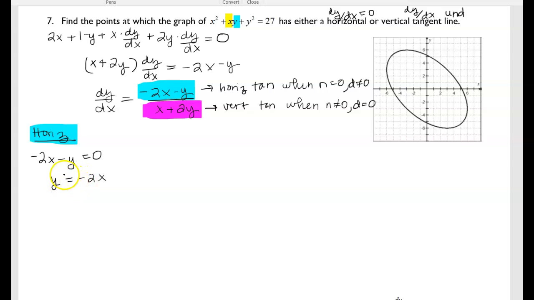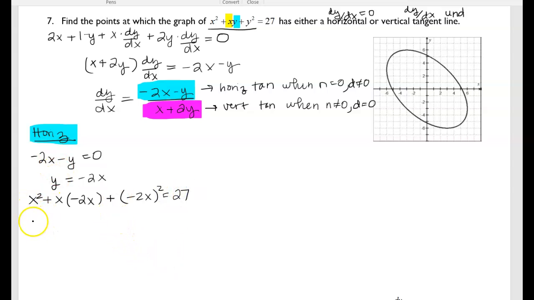And so what we have to do to figure out what the point is, is plug it into my original equation. Looking up at my original equation, x squared plus xy plus y squared equals 27, wherever there is a y, I will replace it now with a negative 2x. So x squared plus x times negative 2x plus negative 2x squared equals 27.